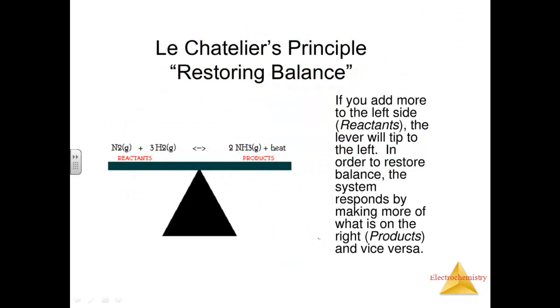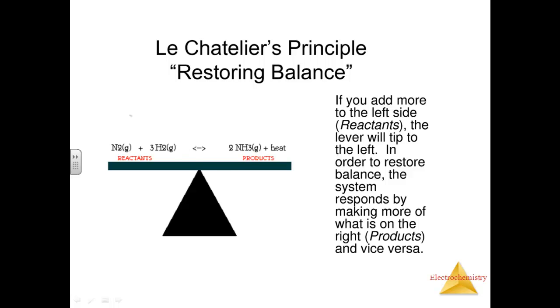And here's just a little pictorial of Le Chatelier's principle. So let's say we have this system. This is the Haber process, again, for making ammonia, where we have nitrogen and hydrogen on the reactants, and we have ammonia and heat being produced. There is a certain equilibrium at which these are balanced, and the amount of reactants and products is relatively the same.